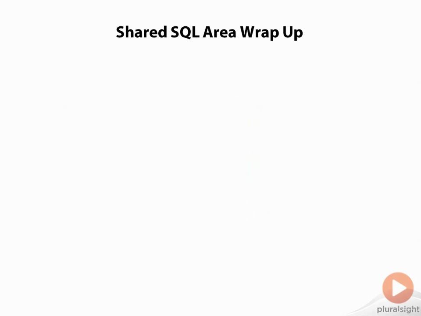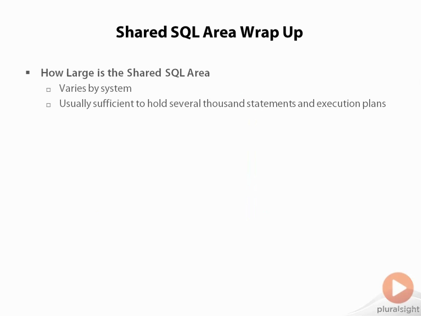There are a few loose ends about the shared SQL area that we need to spend a moment to wrap up. First, you might be wondering about the size of the shared SQL area and how many statements can be cached. The answer is that the size will vary from system to system, based on parameters like how much memory is available to Oracle and some configuration parameters set by the DBA. But generally speaking, the shared SQL area is sized sufficiently that it can contain several thousand SQL statements and their execution plans.